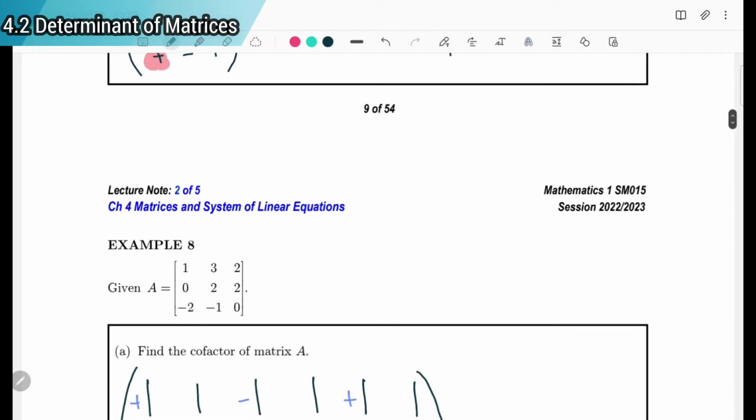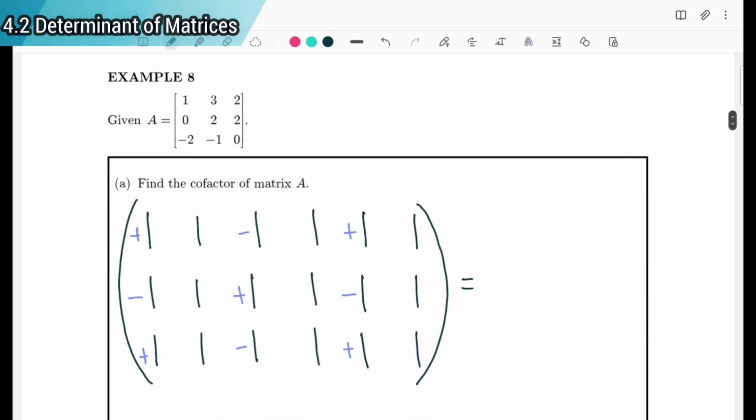Moving on, example 8. Given A, find the cofactor of matrix A. You just need to find all the cofactors one by one for each entry. Let's focus on the minor first.